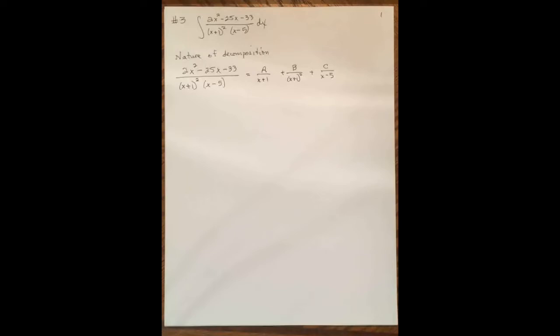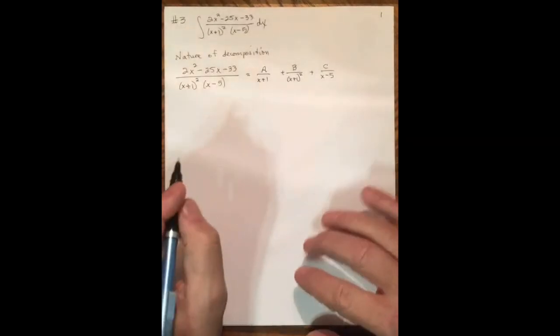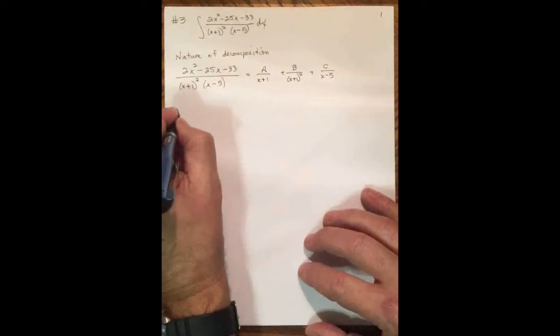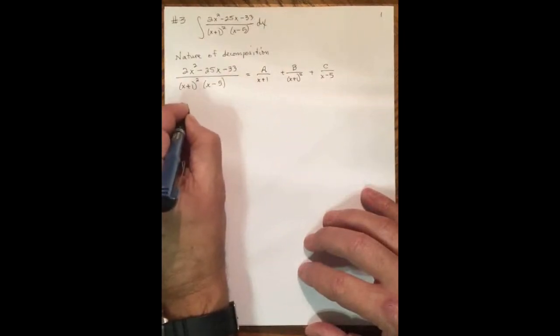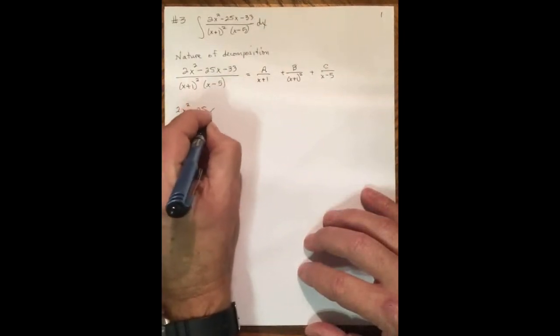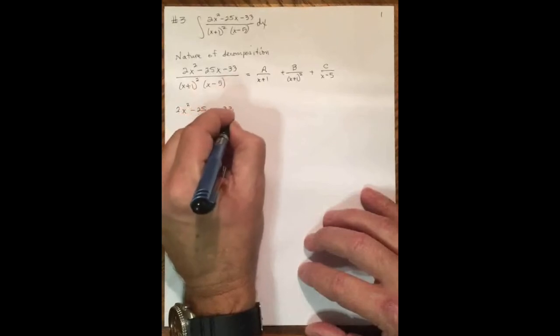Okay, and when we do, notice that the degree downstairs would be 3, the degree upstairs is 2, so it is a proper rational expression. So we are good to go. So let's get a common denominator. This will reduce to 2x squared minus 25x minus 33.